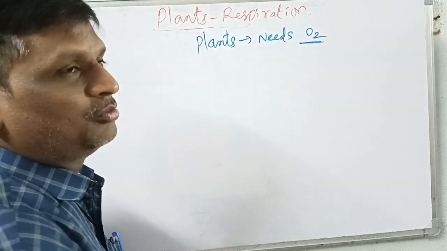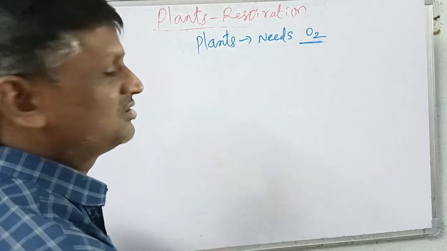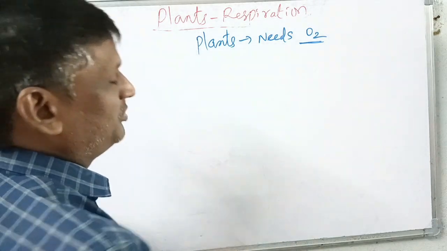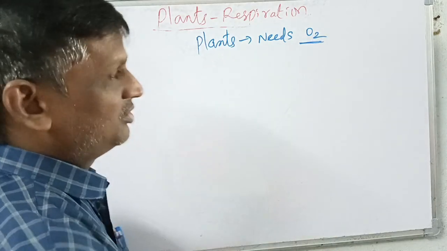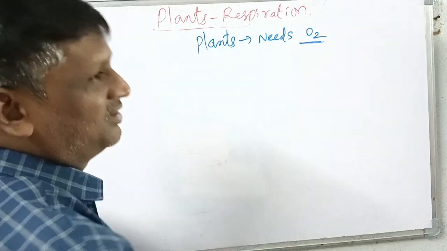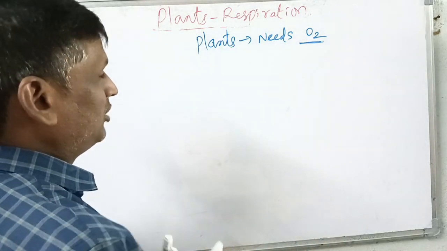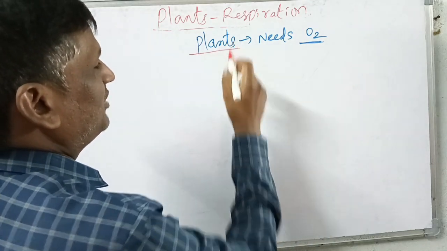Suppose in human beings or in other animals, when we discuss respiration, generally in cellular respiration, oxygen is taken, oxygen is absorbed. In the presence of oxygen, the glucose is broken down and produces energy. Whereas, what about the plants? Do plants need oxygen for the production of energy?